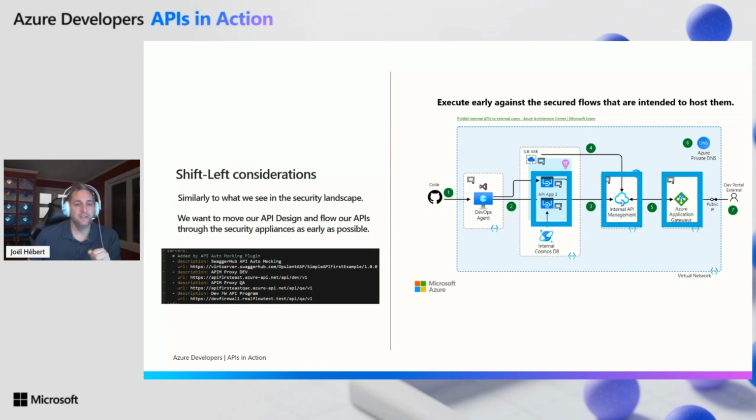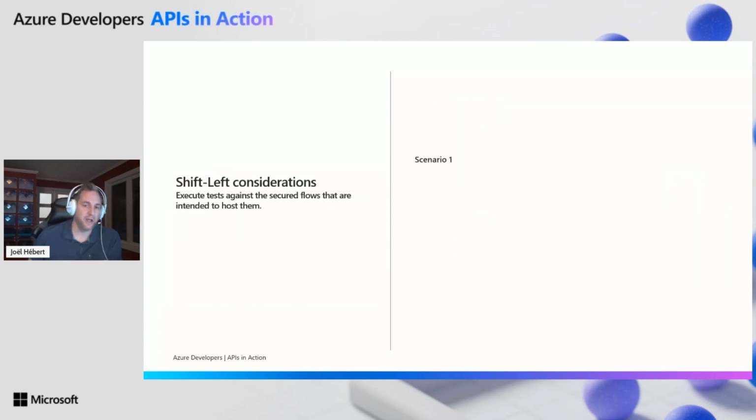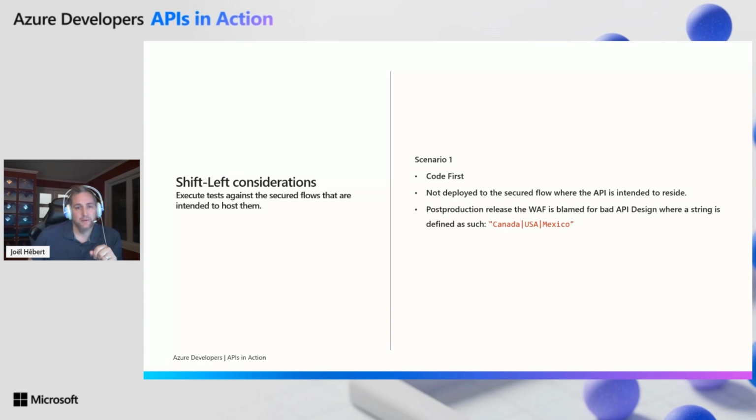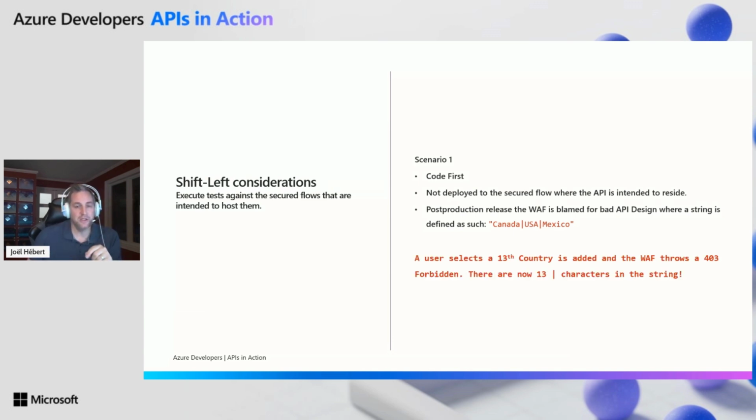By doing this, we will see that there are two different scenarios that usually arise. Scenario one, the developer is utilizing code first. With this code first, he has not deployed the secured flow where the API is intended to reside. Post-production of the release, the WAF is blamed for bad API design, where a string is defined as such. So we have a string here instead of a JSON array. It goes Canada, pipe, USA, pipe, Mexico. What occurs here is on the 13th rendition, this is going to trigger a signature in the WAF, and it's going to cause a 403 forbidden.